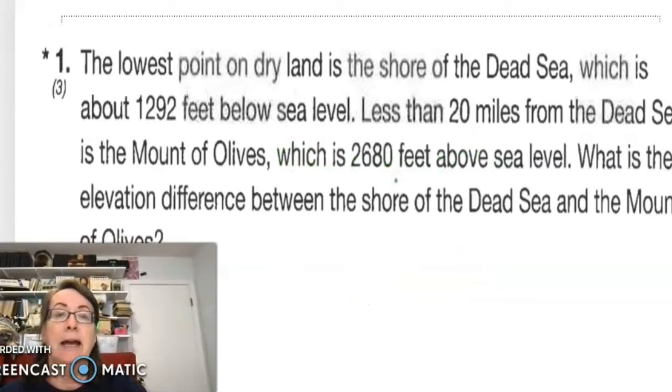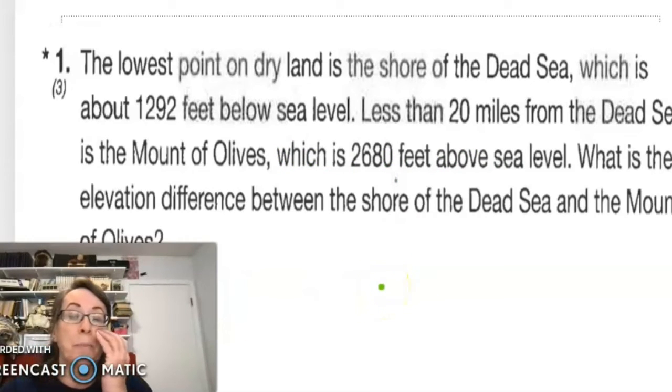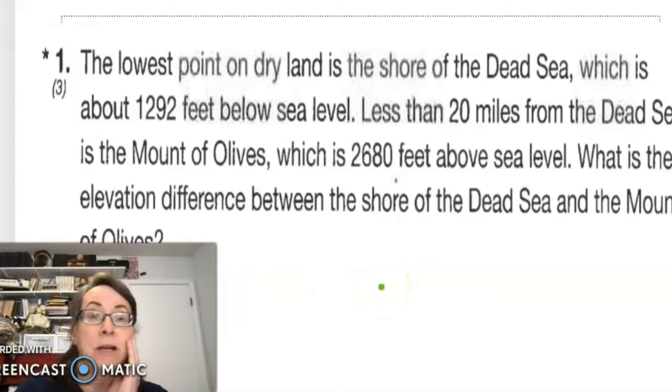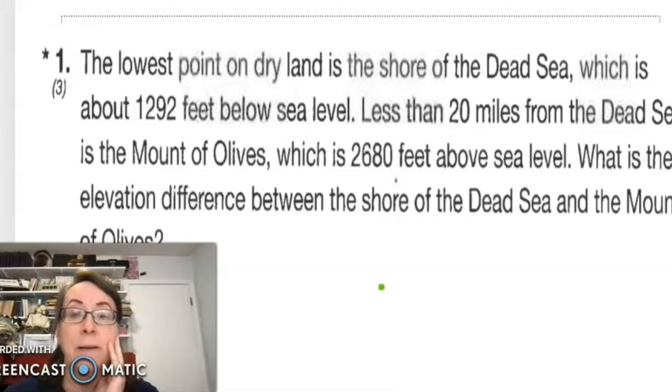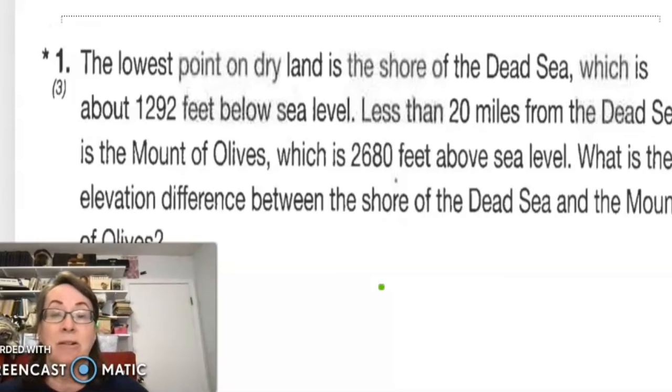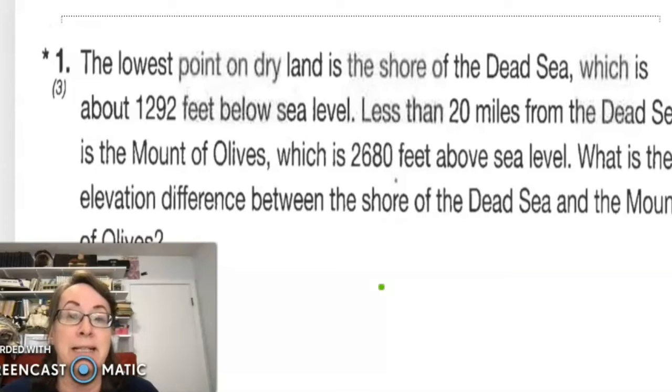Okay, and this is your problem set now. Not all of these will have to do with scientific notation. This is your actual homework. The lowest point on dry land is the shore of the Dead Sea, which is about 1,292 feet below sea level. Less than 20 miles from the Dead Sea is the Mount of Olives, which is 2,680 feet above sea level. What is the elevation difference between the shore of the Dead Sea and Mount of Olives?